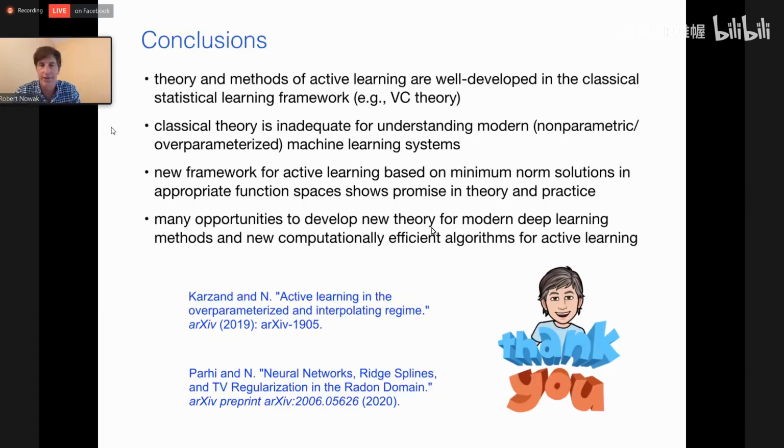I think, though, there are still tons of opportunities because, of course, everything I told you about was just for single hidden layer neural networks. What can we say about deep neural networks? Can we use similar ideas there? It would really hinge on finding appropriate norms for those neural networks and also computationally efficient algorithms for carrying out those active learning algorithms. Here are a couple of references to the two main papers, and I'll just say thanks and I'm happy to take questions.